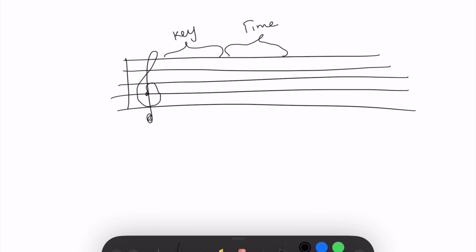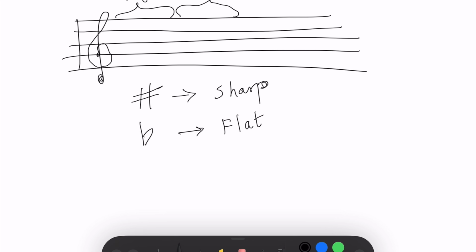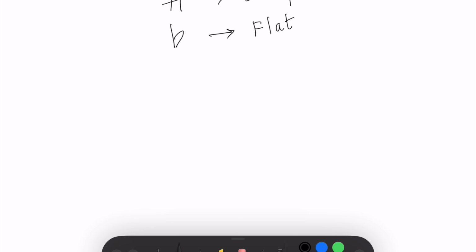For those that don't know what a sharp is, this is the shape of a sharp. I'm sure you've seen it somewhere out there. This is sharp, and this is flat. Why it's called flat, I don't know. Maybe don't ask me, because I really don't know. Perhaps because it looks like a flat kind of shape. Just saying. Okay, let us talk about the sharps and the flats.